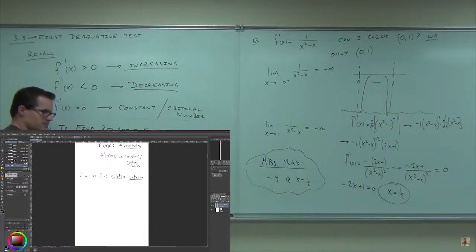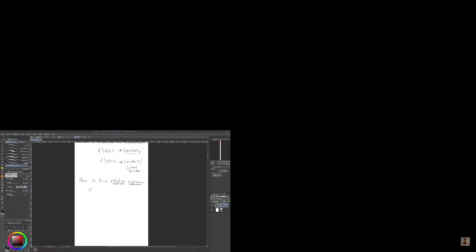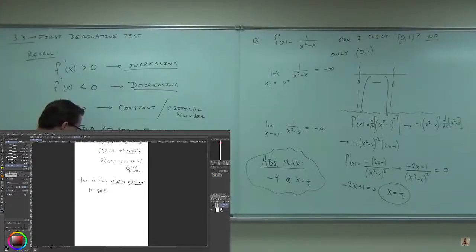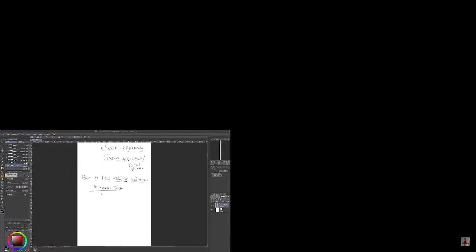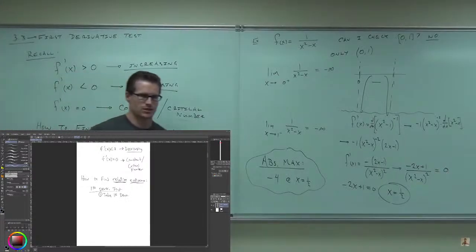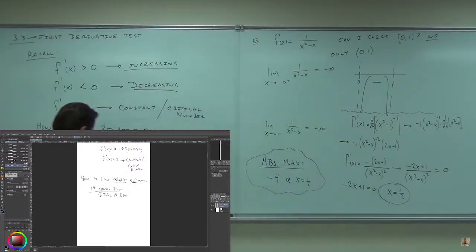Number one, take the first derivative. We're so original in mathematics. Take the first derivative. That has to do with the first derivative test. Number two, set it equal to 0 for your critical numbers.